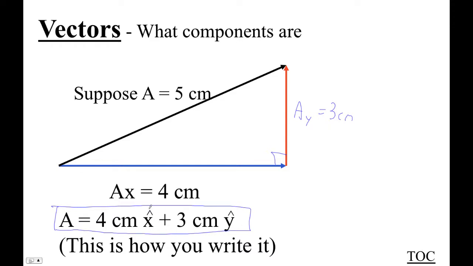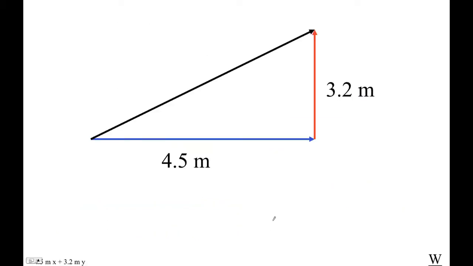So this little x hat just means in the x direction. That's just a notation that we use. You can either say in the x direction or you can say x hat, y hat. Now the first thing we're going to practice is looking at something like this and deciding which one's x, which one's y, what's positive, what's negative.